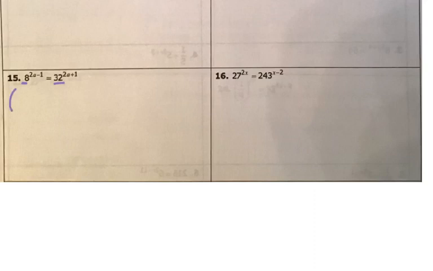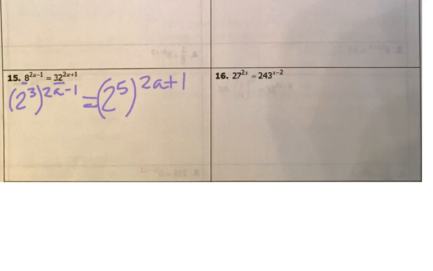So 2 to the third raised to the 2a minus 1 equals 2 to the fifth to the 2a plus 1. Okay, so again, we just used the 2 to the third and the 2 to the fifth to replace the 8 and the 32. Now that we have common bases, we use the power properties to bring our exponents down.